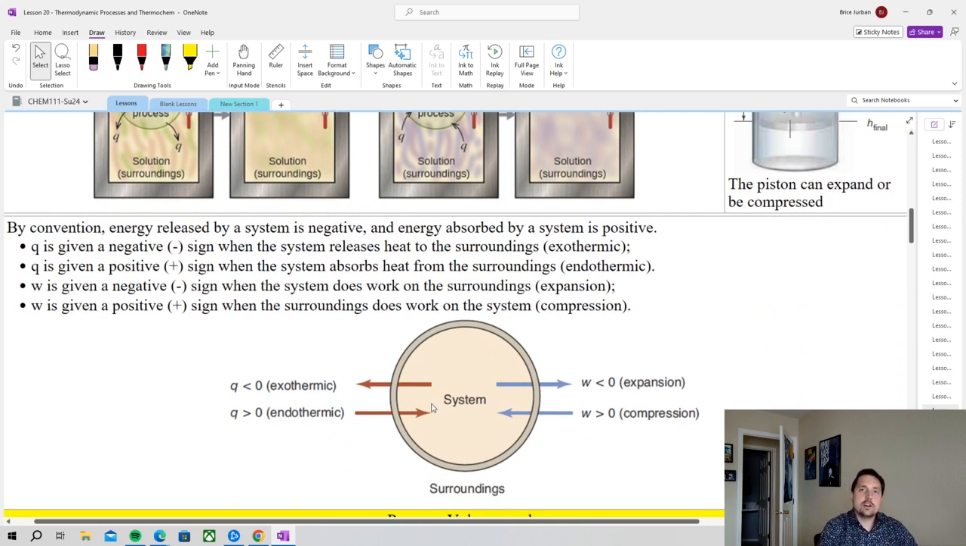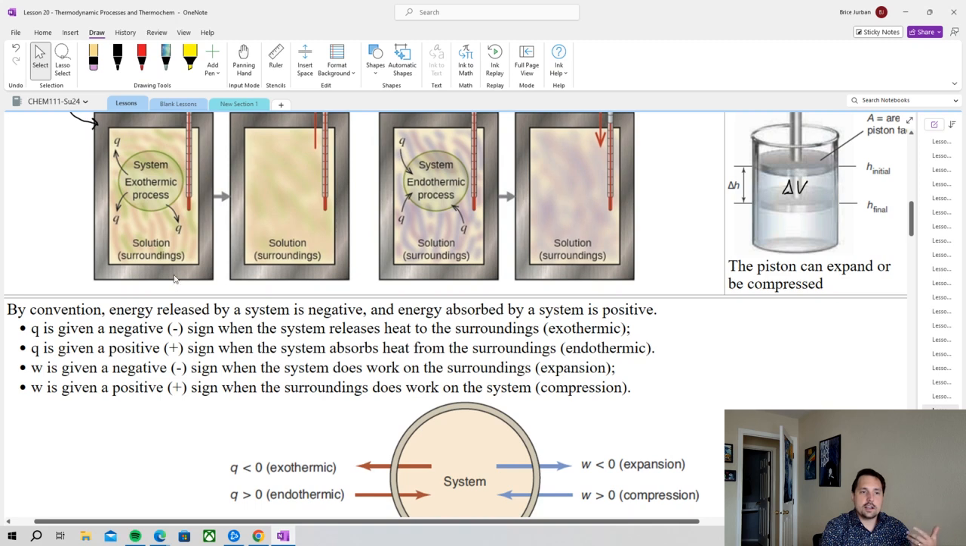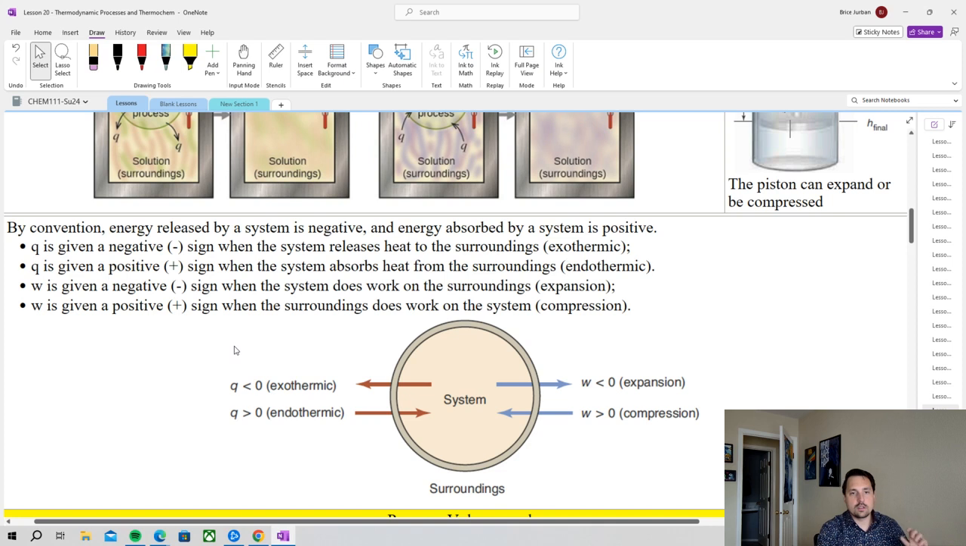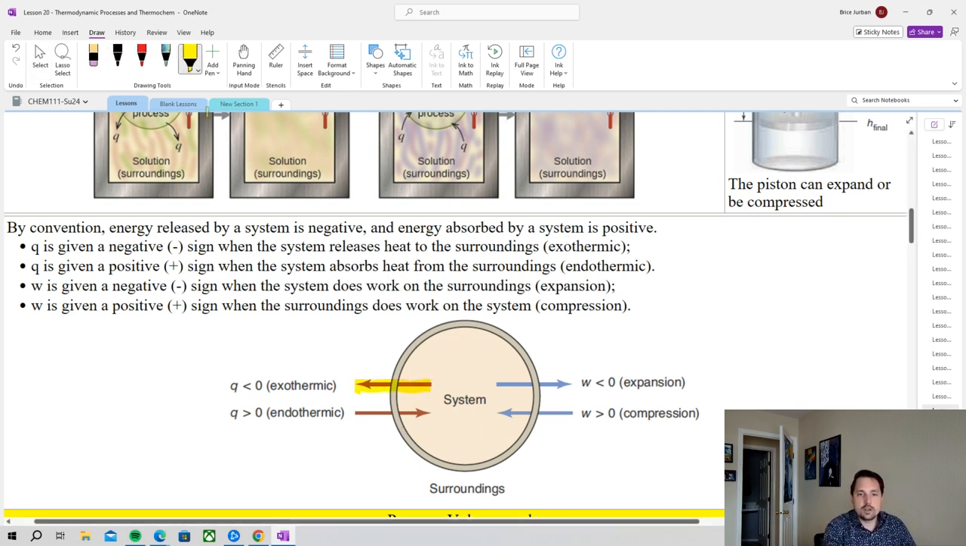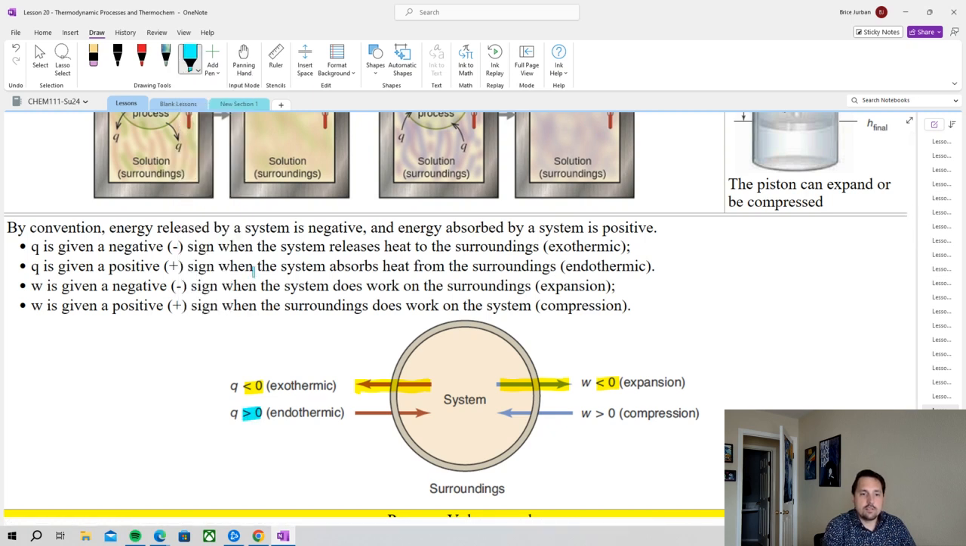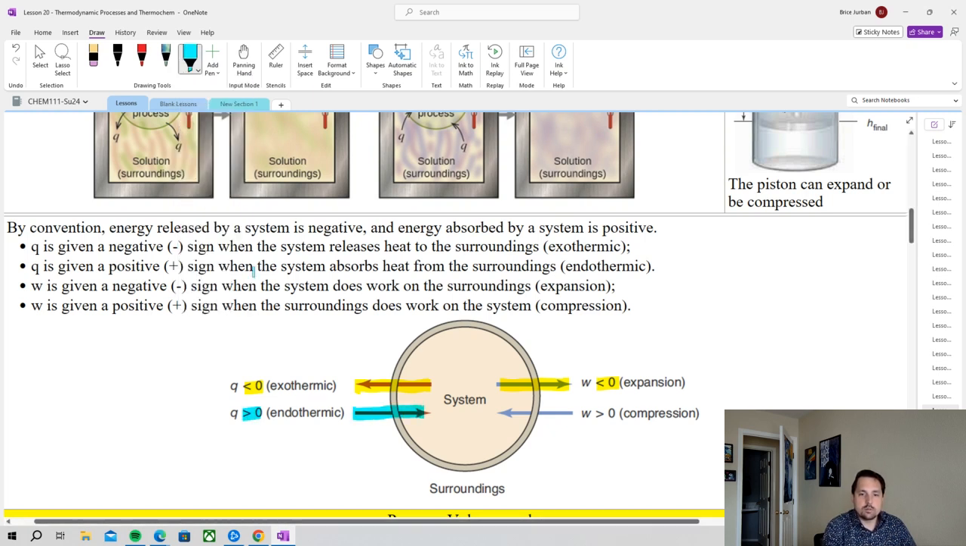Because it's a little bit arbitrary as to whether an exothermic reaction should be a positive or negative quantity, we need to define this. In chemistry it is defined simply by the fact that energy that's released by a system is negative, and energy that's absorbed by a system is positive, whether that's work or heat. We can see that in this picture, when the arrows are going out of the system, the values are always going to be less than 0. But the values that are greater than 0 are always when the arrows are going into the system.